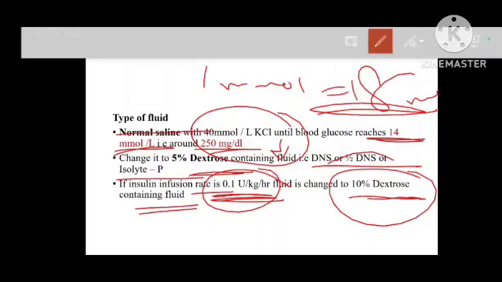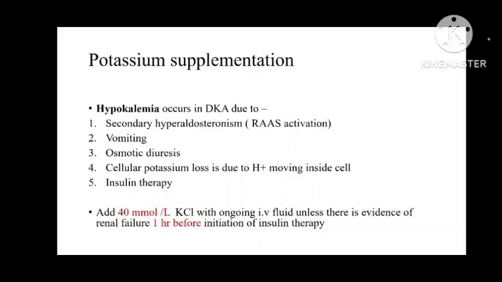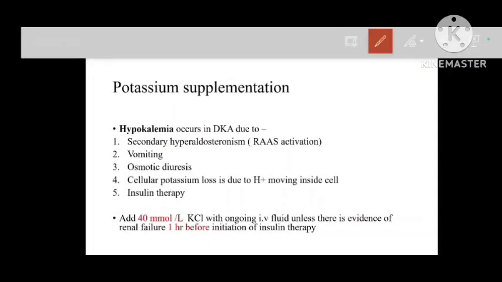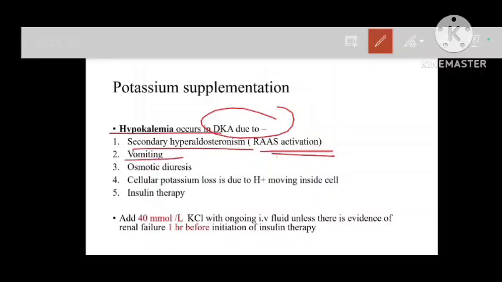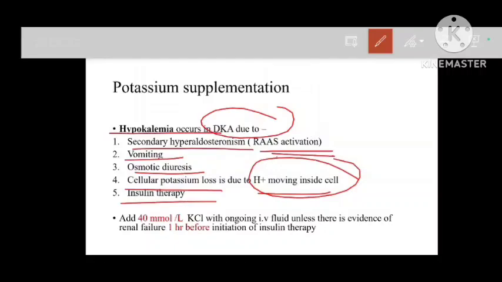Now, potassium supplementation we should give when hypokalemia occurs in DKA due to secondary hyperaldosteronism due to RAS activation. As there is dehydration, there will be less renal blood flow, so RAS will be activated. Hypokalemia also occurs due to vomiting, due to osmotic diuresis by hyperglycemia, cellular potassium loss due to hydrogen ions moving into the cell and potassium ions coming out of the cell, and insulin therapy.